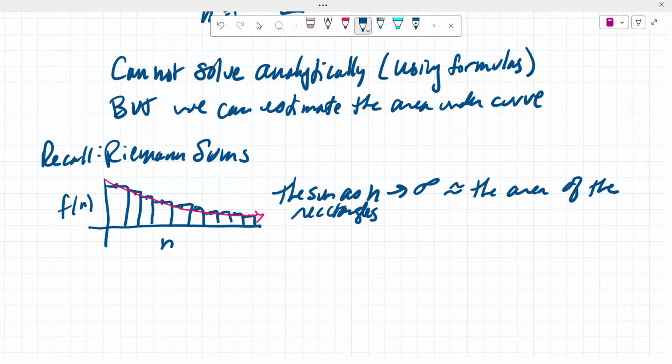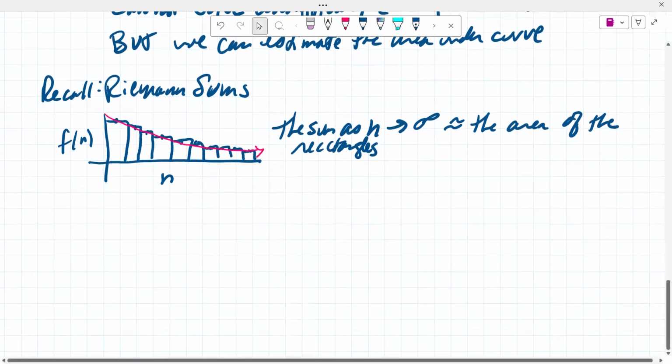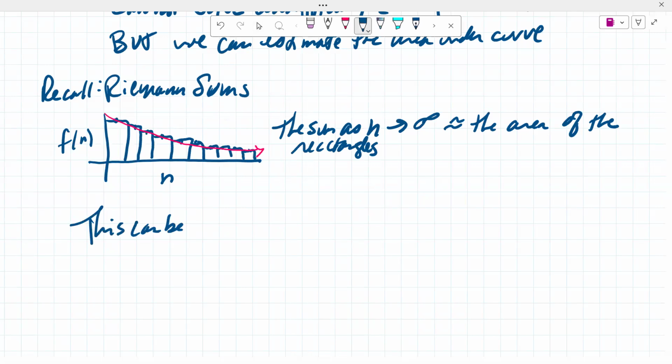Right, because you have some of the smaller numbers, but if you don't have a convergent series, then it goes on forever. But you can sometimes approximate it if it's a convergent series. This can be approximated by a function and solved by integration.